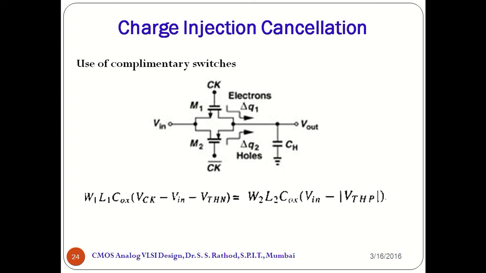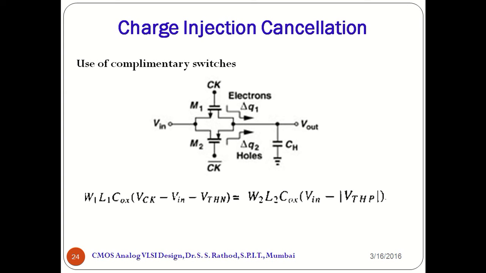Another approach to lower the effect of charge injection is to incorporate both PMOS and NMOS devices. NMOS devices will produce delta Q because of the electrons, and PMOS devices will produce delta Q because of the holes. Both these switches turn off simultaneously, and hence equal amounts of charge of opposite type will flow towards the same node, that is V out. So the opposite charge packets injected by the two cancel each other.